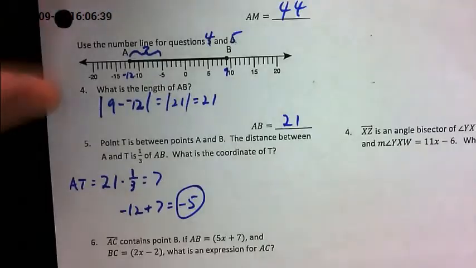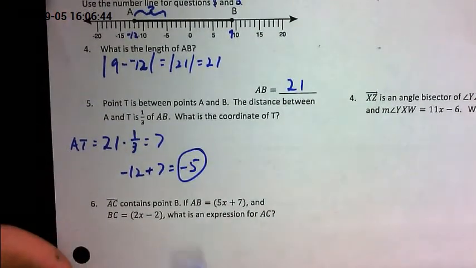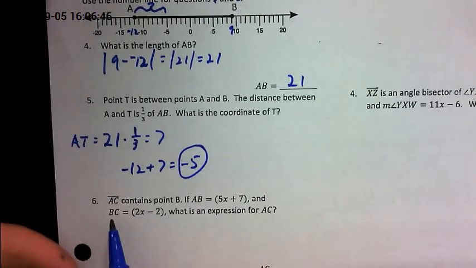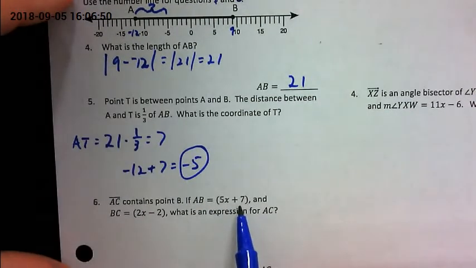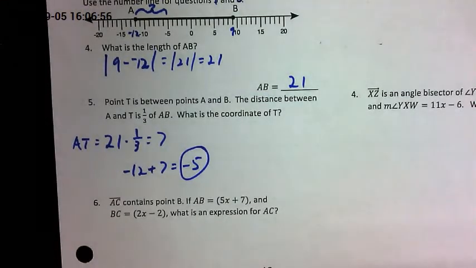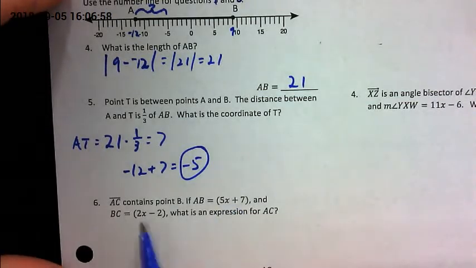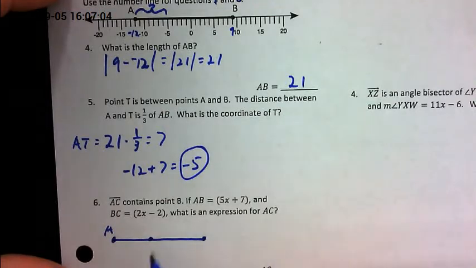All right, 6 is not related to that number line. It gives us some different values here. So AC contains point B. If AB and BC are this, write the expression for AC. So these two pieces are the two parts of the overall line. If you want to, you could draw it out just so you can visualize A, B, and C.